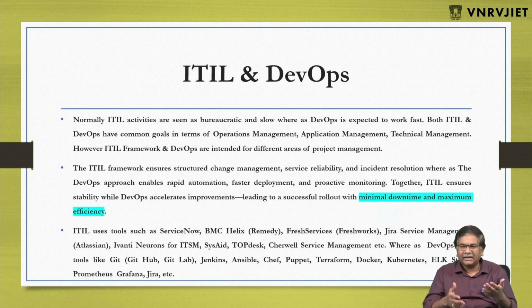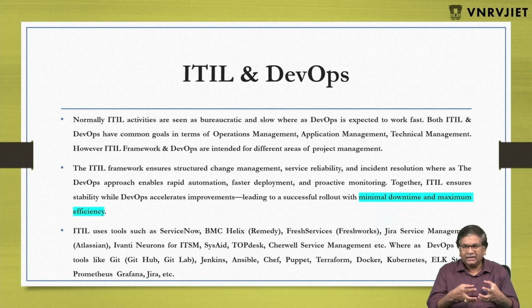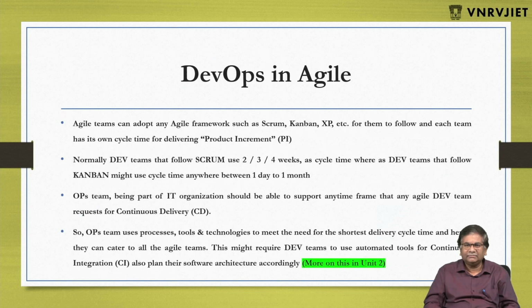We'll get in touch with Jenkins in some other presentations as well. Ansible, Chef, Puppet, Terraform, Docker, Kubernetes, ELK Stack, Prometheus, Grafana, Jira. So there are so many other tools used by the ops part of the IT department. So ITIL and DevOps go together in a complementing fashion, not a conflicting fashion. That's what IT department and DevOps are for.